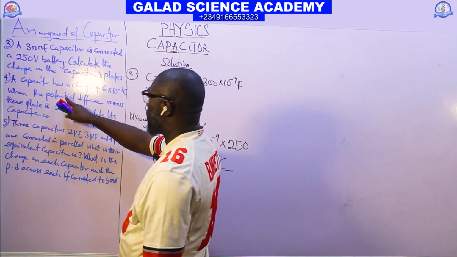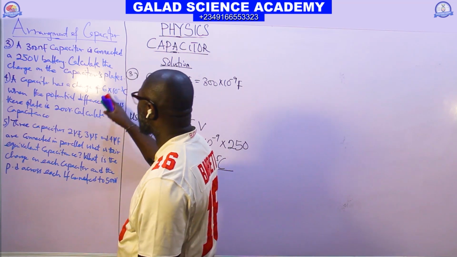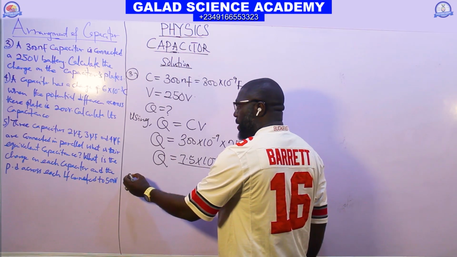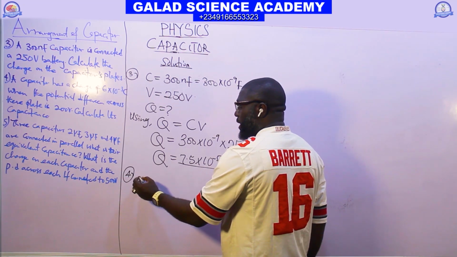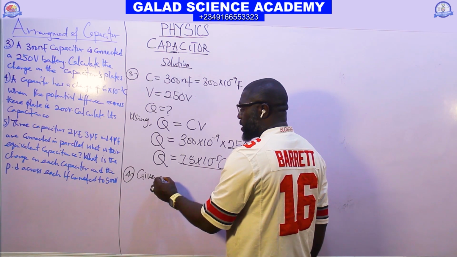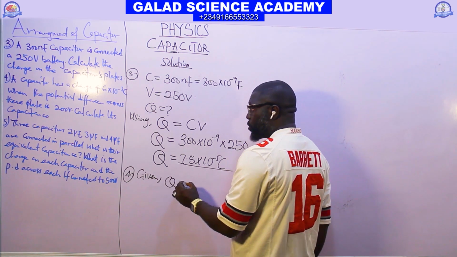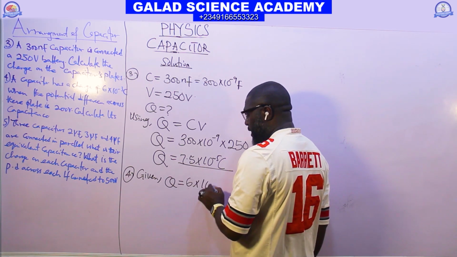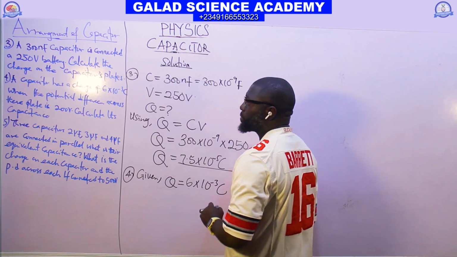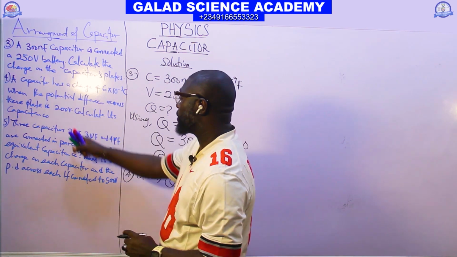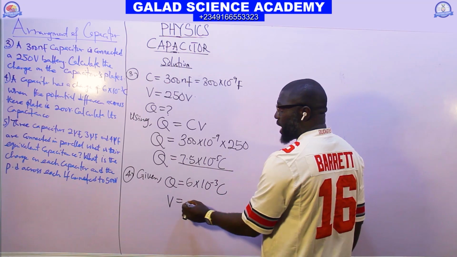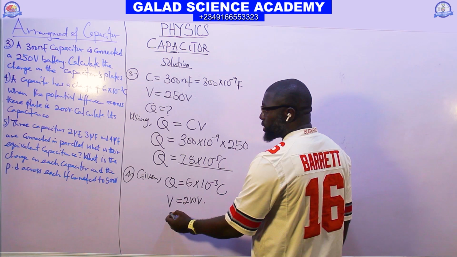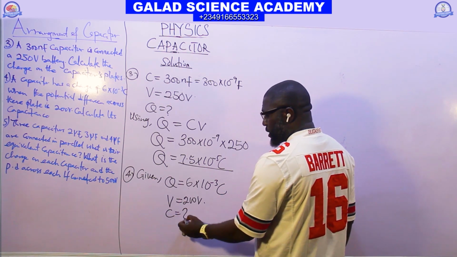Calculate the capacitance of a capacitor with a charge of 6 times 10 raised to the power minus 3. So, question number 4. We are given that charge Q is equal to 6 multiplied by 10 raised to the power minus 3 coulomb, when the potential difference across the plates is 200 volts. Calculate its capacitance.